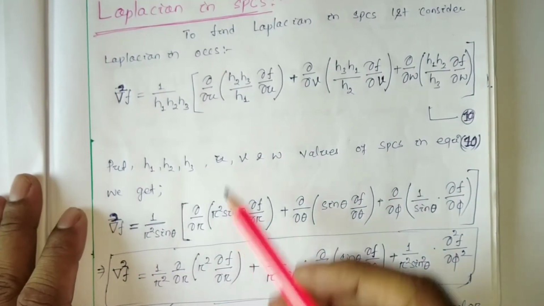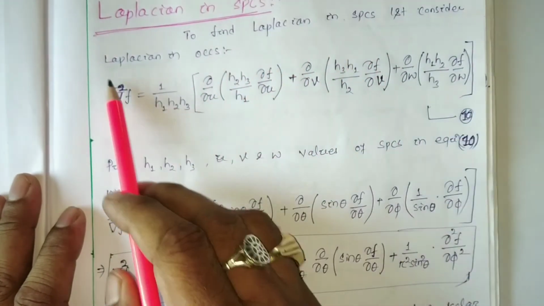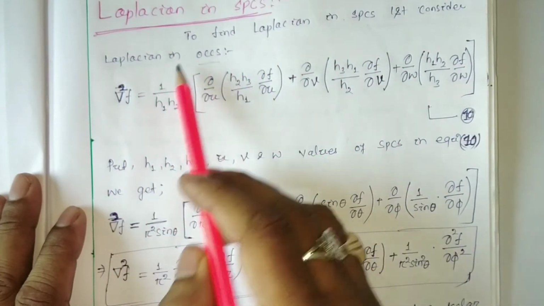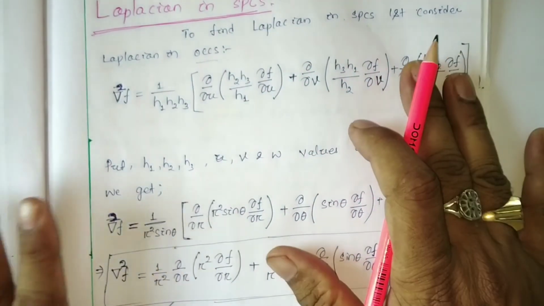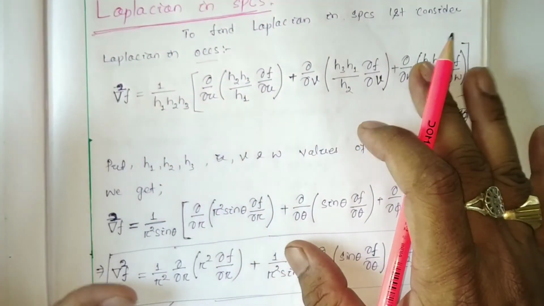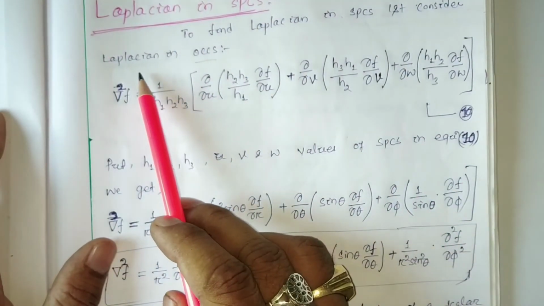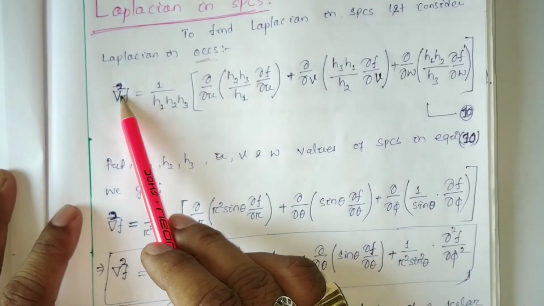So similarly, we have written over here that to find the Laplacian in SPCS, first consider the Laplacian in OCCS. See, in the note I have written step by step. You write the note in this format, and in the exam you can skip the steps. We know that the Laplacian in OCCS is nothing but del square f.